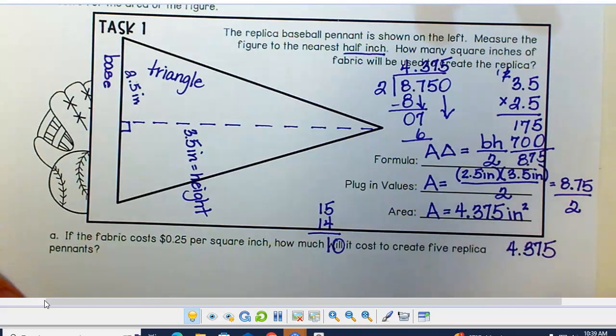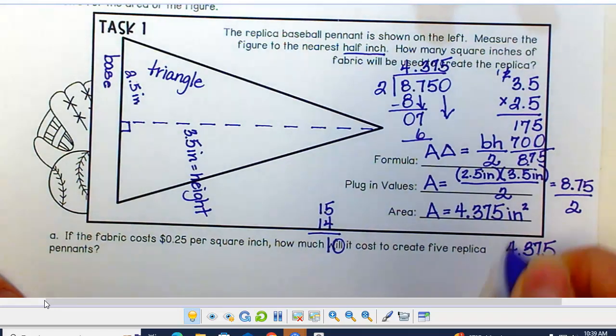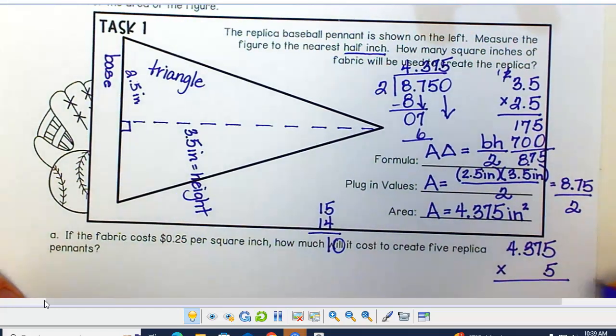4.375. Tell you what, I'm going to reverse course. I'm going to say, here's the area for 1 pennant. What's going to be the area for 5 pennants? So we'll do that first, and then we'll multiply it by the 25 cents.